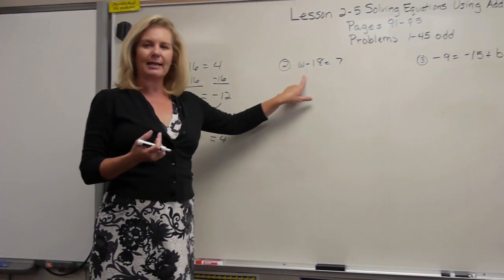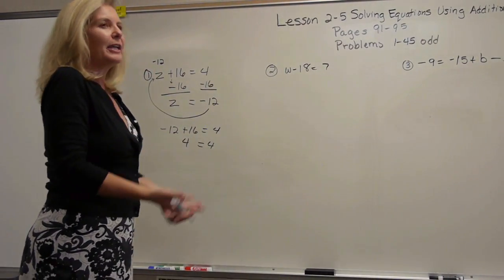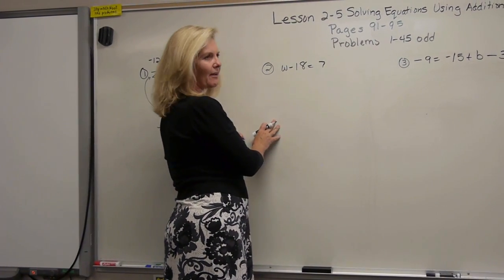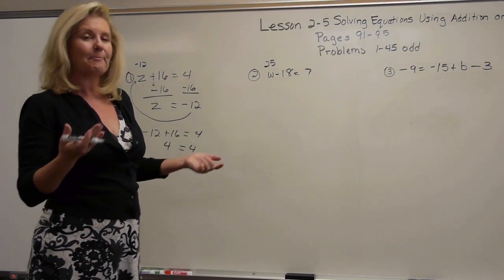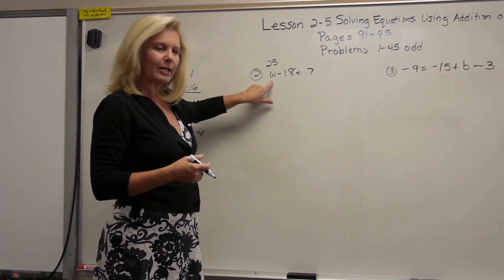Now we can also do that if we have a subtraction problem. Again, what do I think the answer is going to be? Well, I know some number minus 18 equals 7. I'm thinking it's just going to be 25. But now I've got to solve it. So again, I go to the side that has the variable.